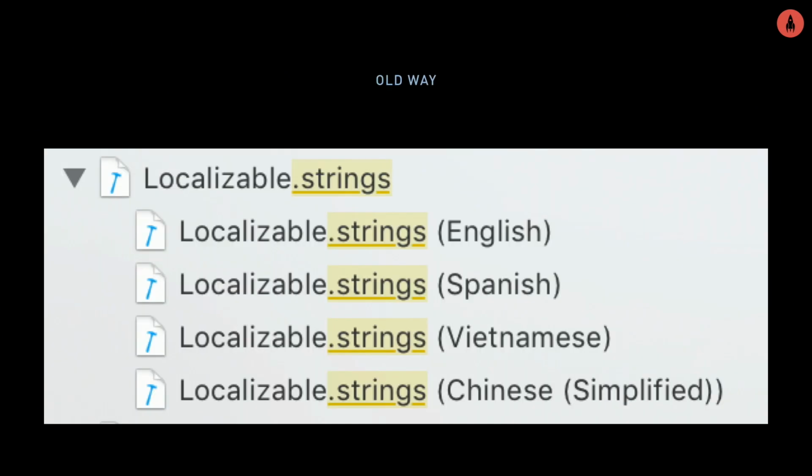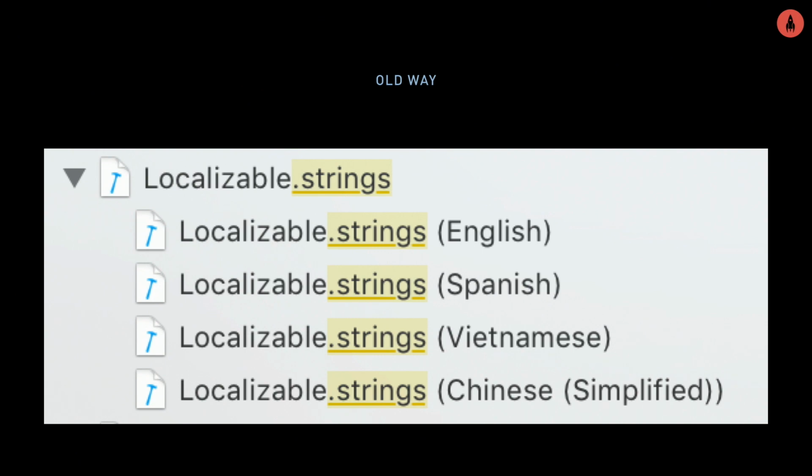So for those of you that have done localization before, you probably know what this is. This is a snapshot from the Xcode project of a Localizable.strings file. We've got our English translation, which is the base language for our development in this case. And then we've got translations for Spanish, Vietnamese, and Chinese.